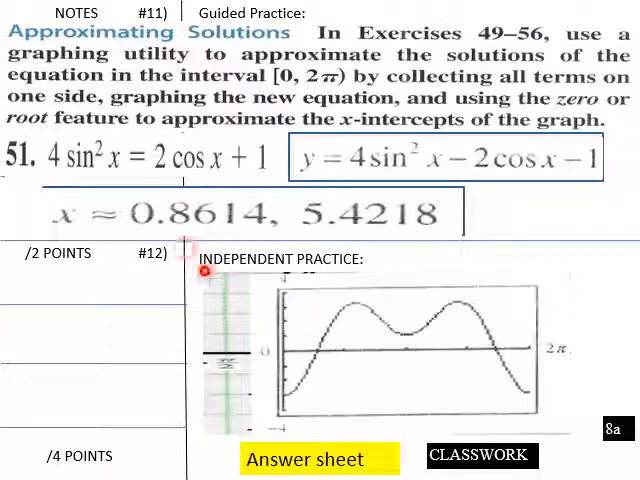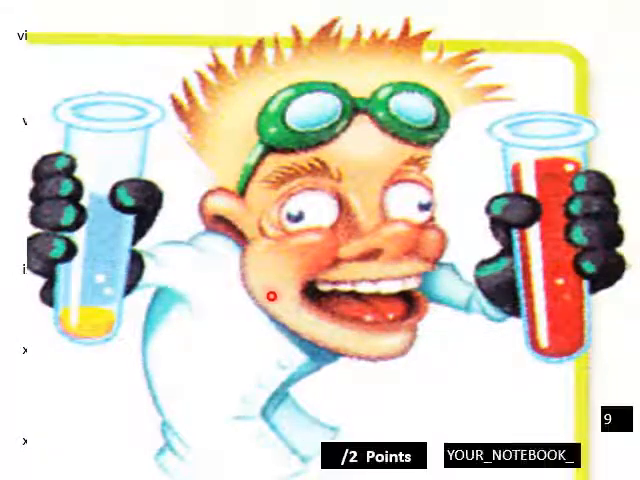So your x would equal 0.8614, which would be here, then 5.4218 would be over here. That would be your zeros there, your x-intercepts of the graph of the function.